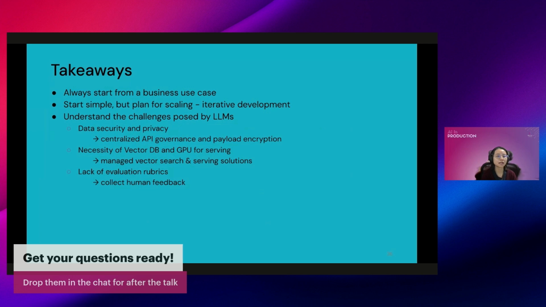Consider using centralized API governance and payload encryption. One example of that is Databricks Foundation Models. And then think about how to use vector databases and GPUs for serving. And for evaluation, try to collect human feedback starting at the beginning.